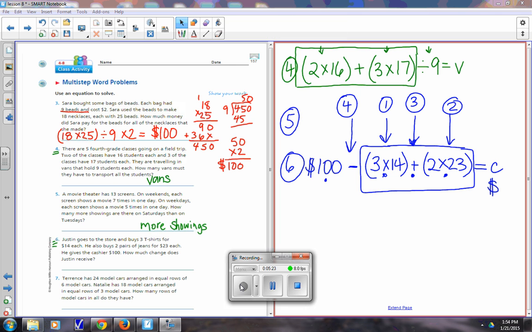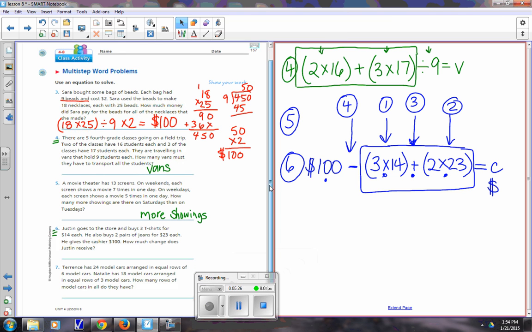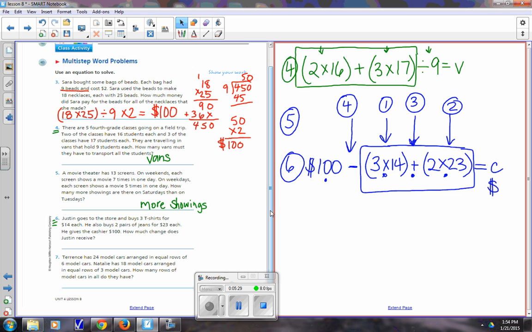Now looking at number 7, I'll read it and try to help you set it up, but you're going to set it up, not me. Terrence has 24 model cars arranged in equal rows of 6 model cars. Natalie has 18 model cars arranged in equal rows of 3 model cars. How many rows of model cars in all do you have? So, ooh, this one's hard. I almost feel like I need to help you set it up. What do you need to do? You need to figure out Terrence and how much Natalie has.